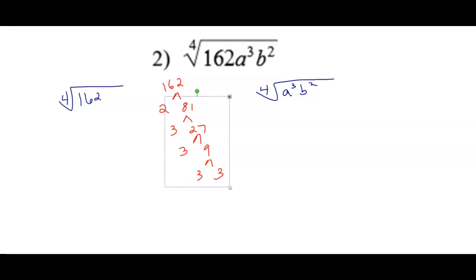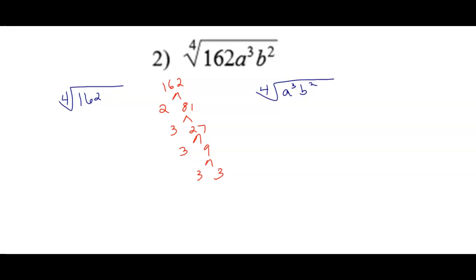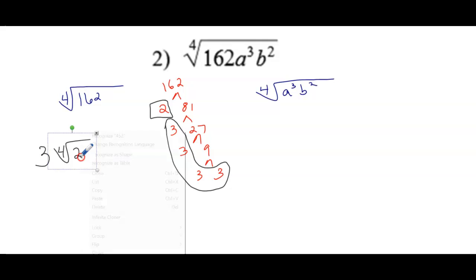So since we are taking the 4th root, we want groups of 4. Well, the 2 is by itself, but we do have lots of 3's. So look, 1, 2, 3, 4 3's. So we have this one group that has 4 3's. So that means a 3 can come out front, and then this 2 has to stay underneath. 4th root of 2. Okay, so you hold on to that for a second, and then you go over here.